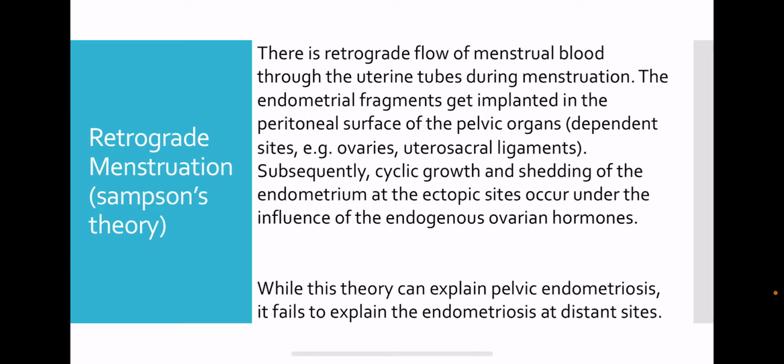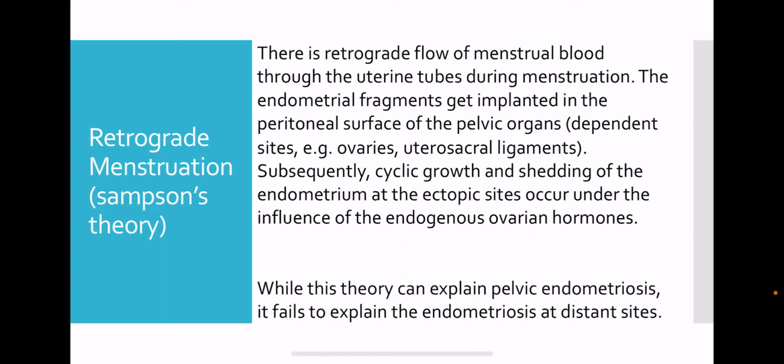Normally the shedding happens from the genital tract, the vagina, but when the endometrium starts traversing upwards in the opposite direction, reaching the fallopian tubes, ovaries and all, this is known as retrograde flow through the uterine tubes, that is fallopian tubes, during menstruation. The endometrial fragments get implanted in the peritoneal surface of the pelvic organs.